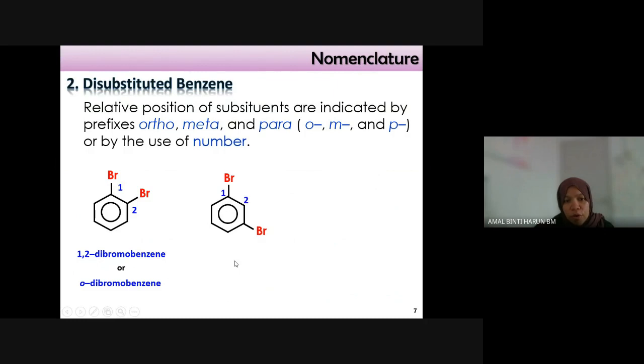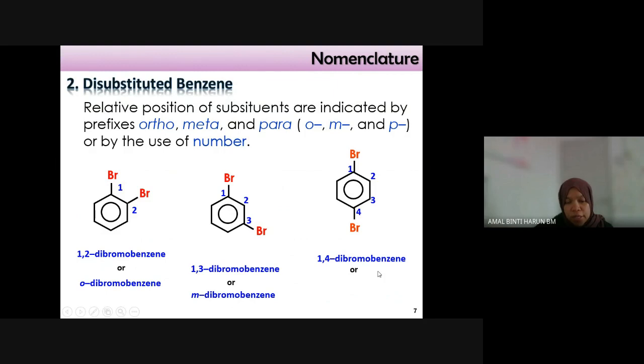So it will be 1,3-dibromobenzene. Or if 1,3, we can substitute by meta. Meta is when the substituents are located at 1 and 3. If this pair of substituents is located at 1 and 3, it will be meta-dibromobenzene. And we have the 1,4 location. Okay. So it can be 1,4-dibromobenzene or 1,4 we substitute by para-dibromobenzene. If we say para-dibromobenzene, it is understood that the bromine is located at carbon number 1 and number 4.